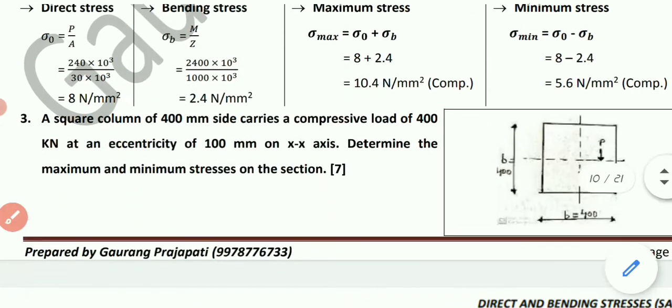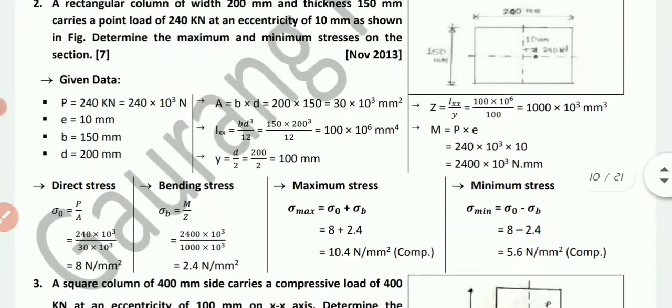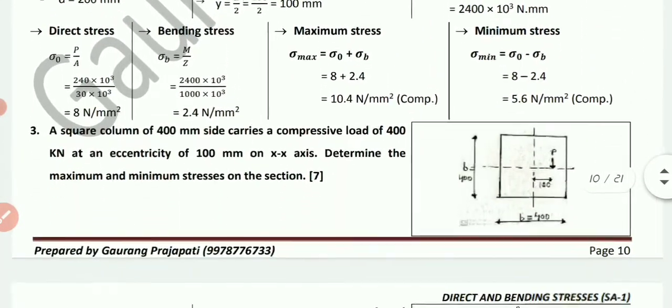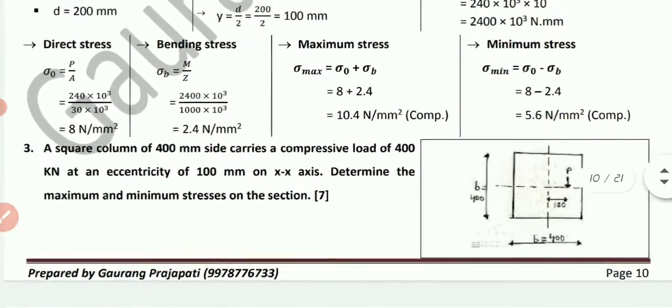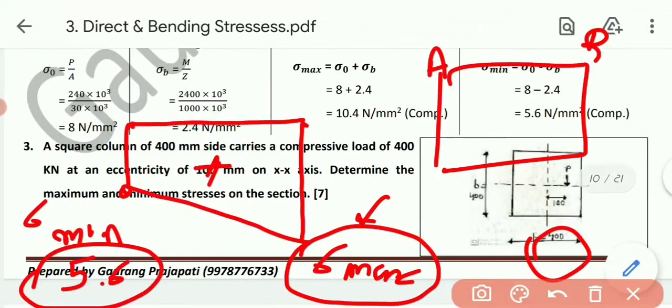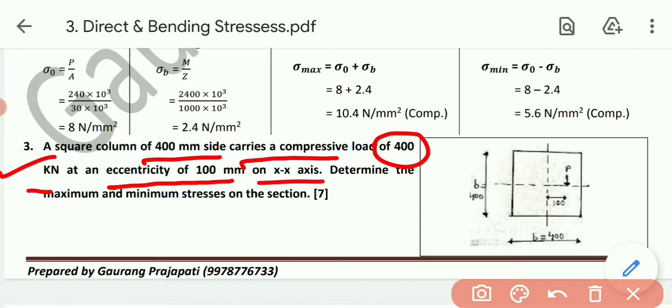Okay, next sum. So first case, that is of the rectangle section. Now let's take any other section, say square section. First of all, let's just read out the data. A square column 400 mm side carries a compressive load of 400 kN at an eccentricity of 100 mm on x-axis. Determine the maximum and minimum stresses.